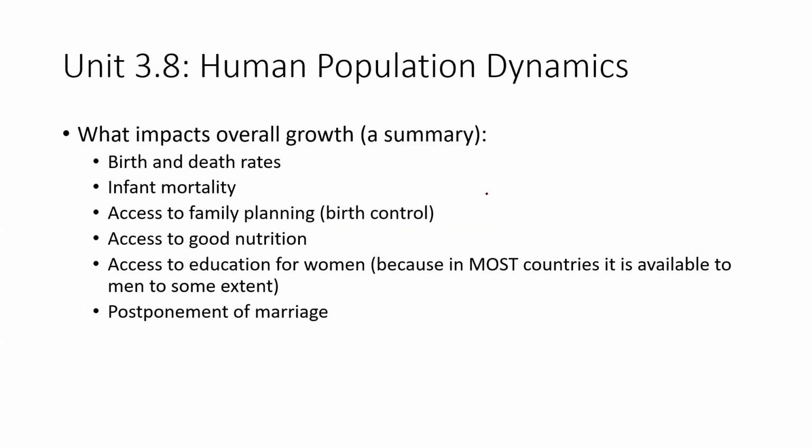So what impacts the overall growth? This is just a summary of everything we've talked about so far. So birth and death rates, obviously, infant mortality, access to family planning, access to good nutrition, access to education for women. And the reason we say for women is because in most countries it is available to men, at least to some extent, but in many countries it is not available to women at all. And also postponement of marriage and postponement of age at first childbirth. Those are the things that can impact overall growth. So age of marriage or age of childbirth would, if it's young, high growth; if it's older, lower growth.